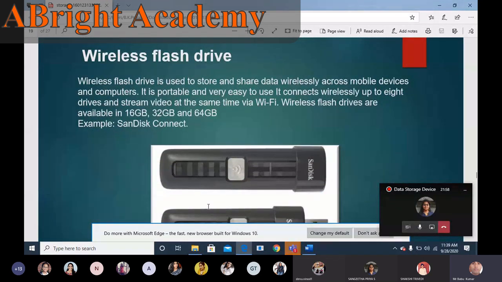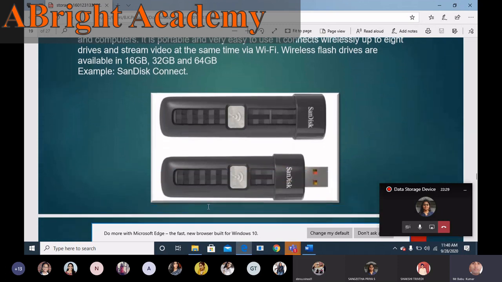Wireless flash drive. A wireless flash drive is used to store and share data wirelessly across mobile devices and computers. It is portable and very easy to use. It connects wirelessly to up to 8 devices and can stream video at the same time via Wi-Fi. Wireless flash drives are available in 16 GB, 32 GB, and 64 GB. An example is SanDisk Connect.